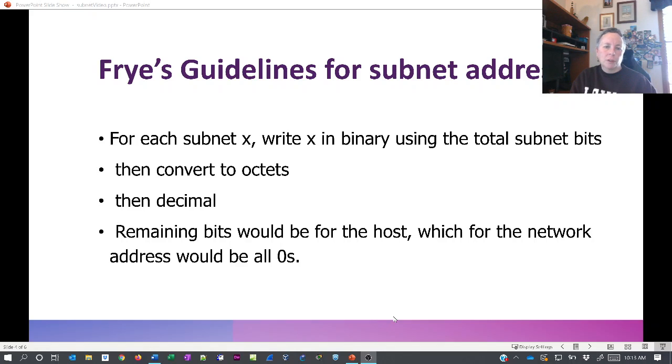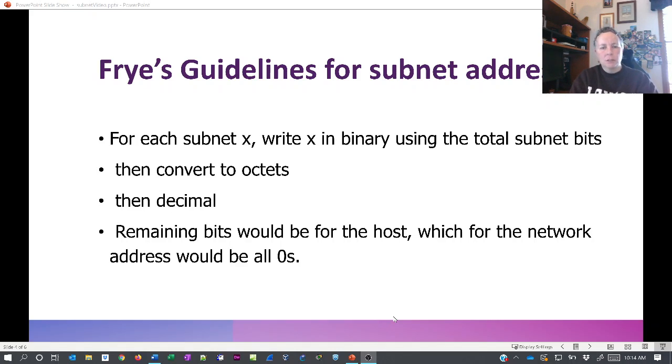So if we're working with a class B address, 16 bits are assigned to the network portion. So that means we have 16 bits to work with for subnet and host. So we're going to do 5 bits for subnet, which leaves us 11 bits for host. So I'm going to write subnet 1 in binary, 0, 0, 0, 0, 1, and then the 11 host bits will all be 0.